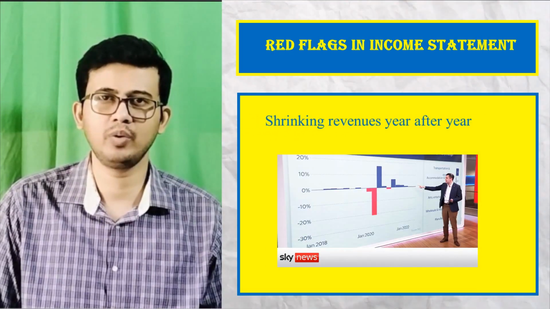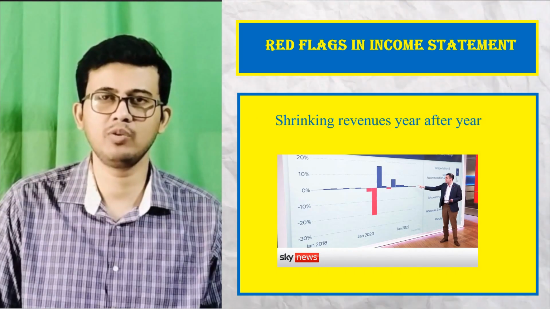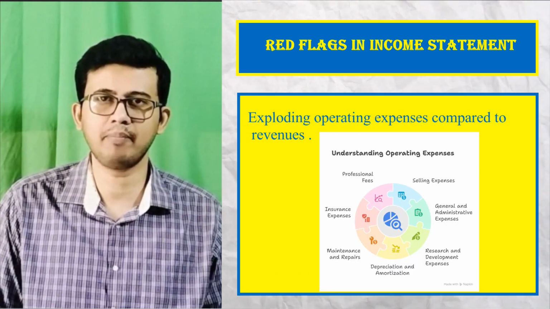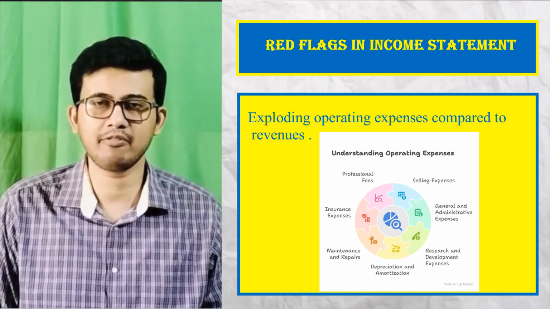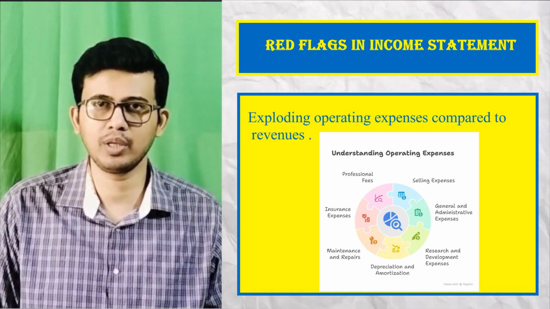Before investing in any company, we have to look out for any red flags in the income statement. If there are a lot of red flags in any company, then obviously we should not invest in such a company. First one is shrinking revenue year by year. It shows low demand for its product and service, or the company might also be losing market share. Second one is exploding operating expenses compared to revenues. When the operating expenses of a company are increasing at a faster rate than its revenues, it means that the company is unable to control its cost.